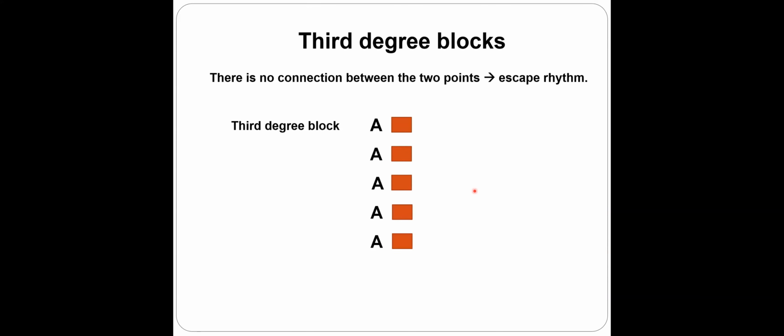Now, the third degree block is the simplest one because there is no conduction between these two points. So what will happen?